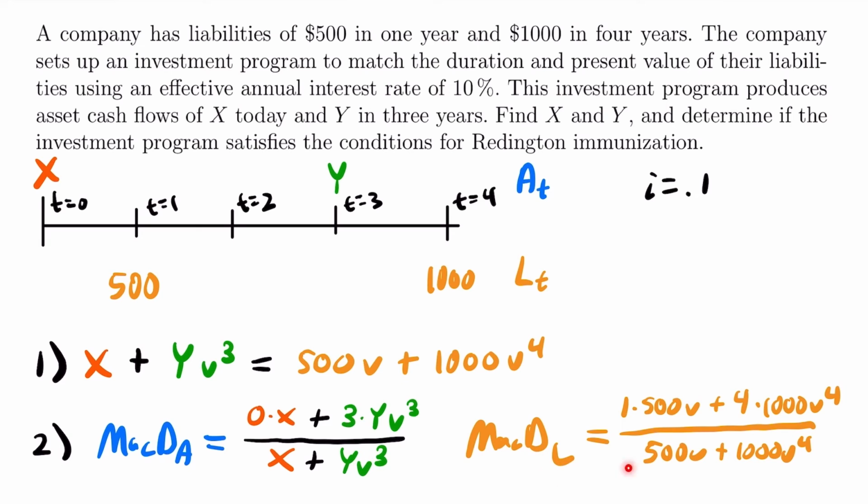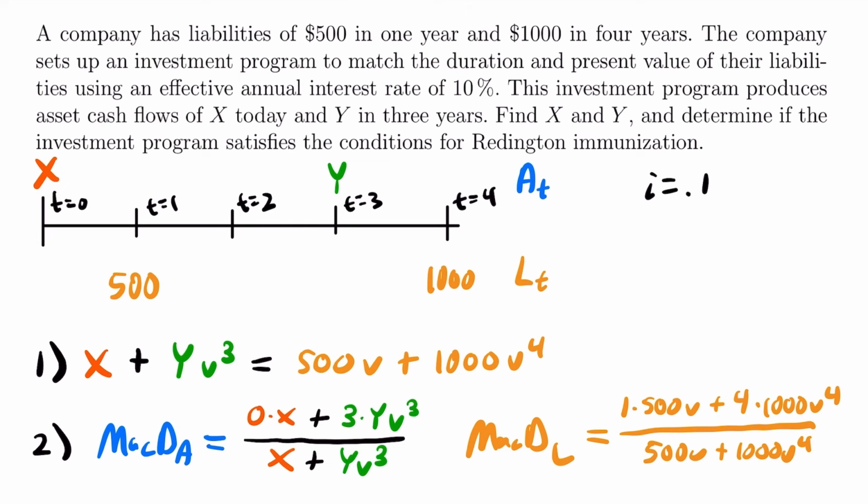But remember that these denominators are just the present value of the assets and liabilities, and we've already set those equal to each other in this first equation, so we can ignore that. If these two things are going to be equal, then in order for the Macaulay durations to also be equal, these numerators are what really need to be equal to each other. We're already assuming in this equation that their denominators are the same.